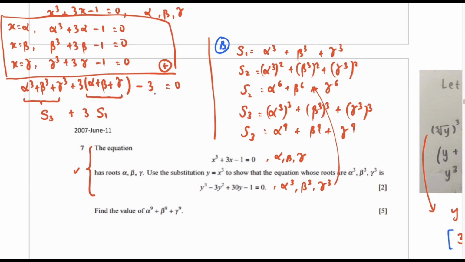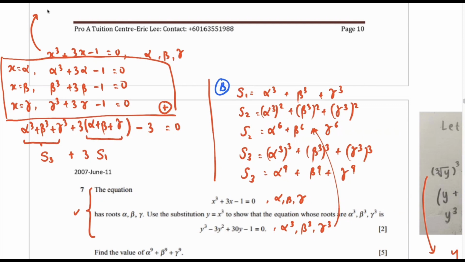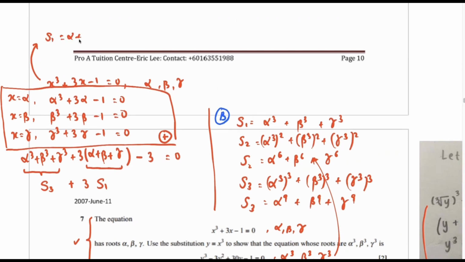But actually, we have to know. You see, I do one more. If I have S0, alpha 0, beta 0, gamma 0, I should not put above this because this is based on the new equation. I put here. You know, S1 is alpha, beta, gamma. S2 is alpha square, beta square, gamma square. So S0 is hence alpha 0, beta 0, gamma 0, which is 1 plus 1 plus 1, which is 3.